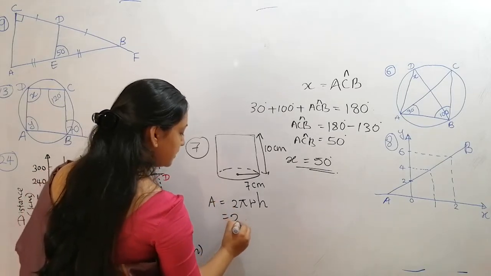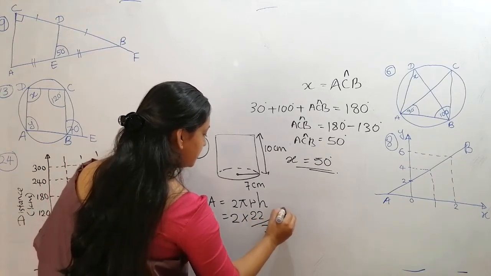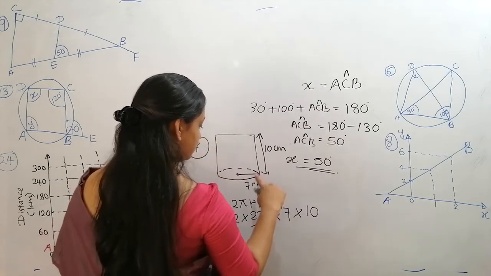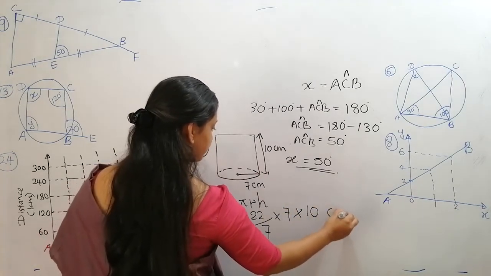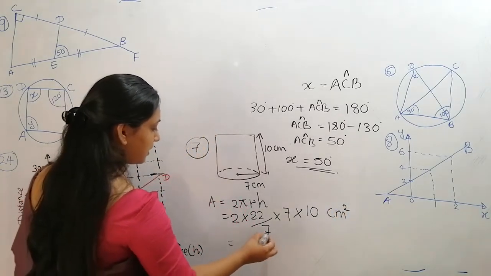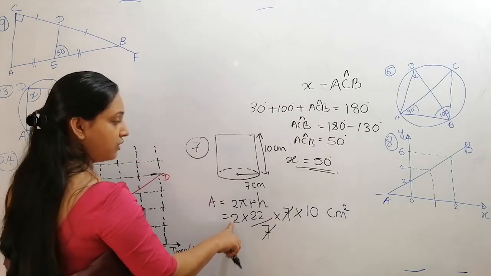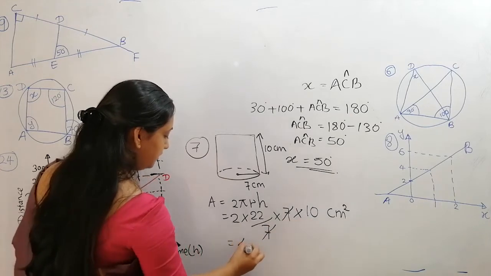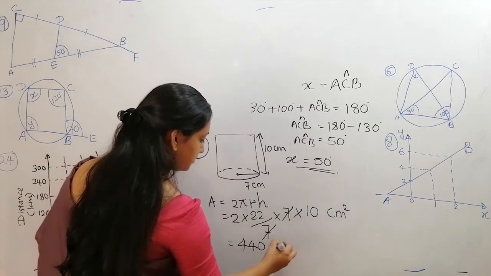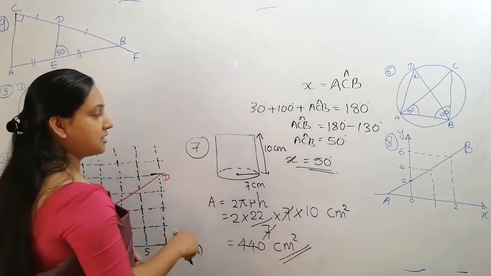Then we can simplify. 2 into 22/7. The r means 7 centimeters and h means 10 centimeters. Centimeters into centimeters will be centimeters squared. Then we simplify: 7 will be cancelled out. 22 into 2 is 44, into 10 is 440 centimeters squared. This is the answer for question number 7.